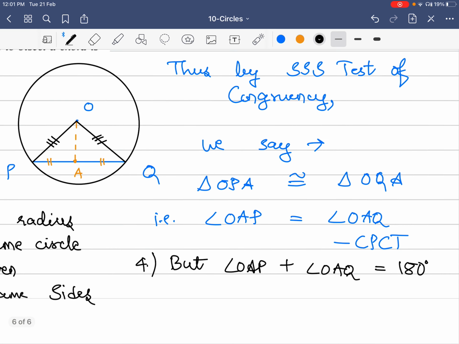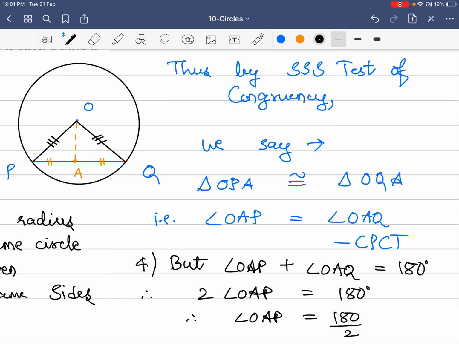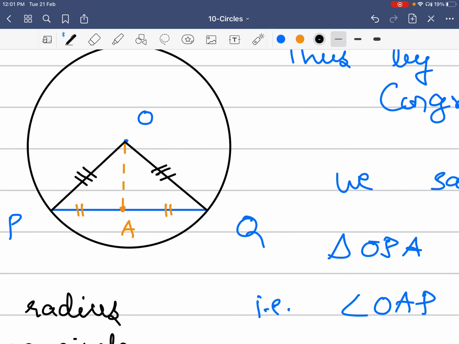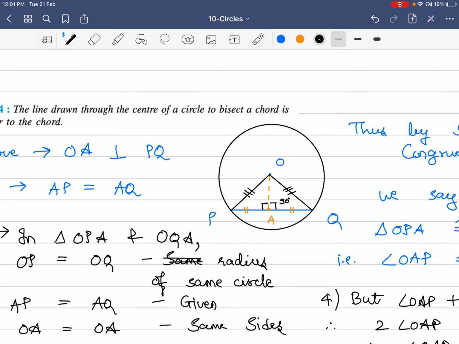So we are short of space. But they are straight angles, and also they are equal to each other. Therefore 2 times angle OAP is equal to 180 degree. Therefore angle OAP is equal to 180 divided by 2, that is equal to 90 degree. Okay, so this angle OAP turned out to be 90 degree, and so is this angle. Both of these angles are equal to 90 degree, and thus we have shown that if we draw a line from the center of the circle to the midpoint of the chord, then it will always be a perpendicular line.